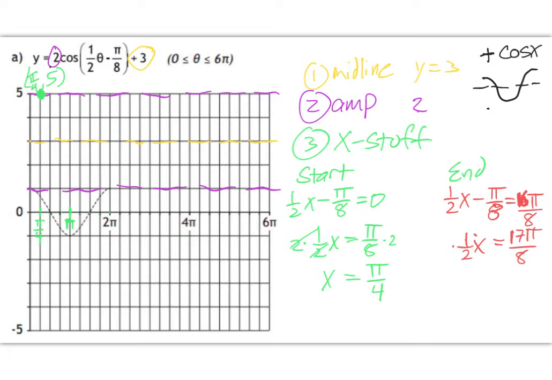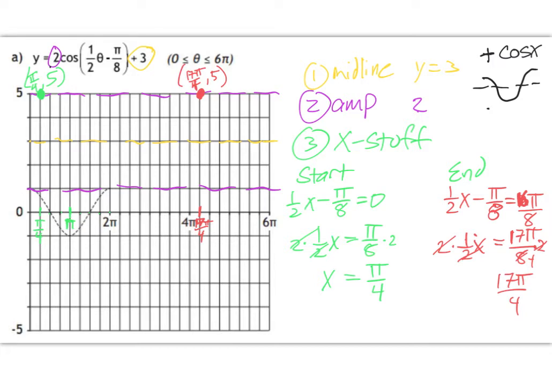Now to finish this up, I'm going to multiply by 2. And when I cross cancel, that makes that a 4 in the bottom. So this is going to be 17 pi over 4. All right, that's kind of crazy because that's like 4 and then 1 beyond that. So here's my 4. And then 1 tick mark beyond that is 17 pi over 4. Cosine ends at the top again. So there's my end point. That's at 17 pi over 4, comma 5 again.